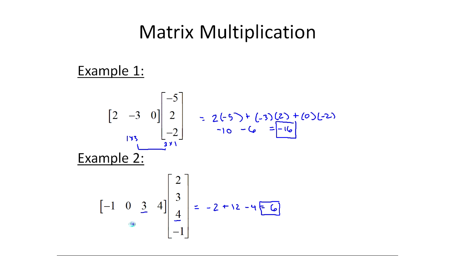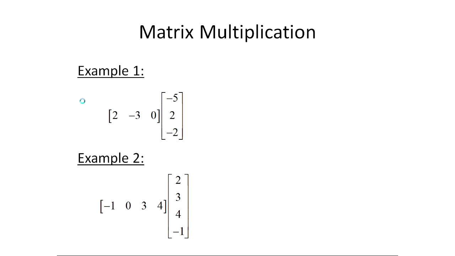And here this was defined because it's a 1 by 4, and this is a 4 by 1, which I glanced at, but I didn't state. And so I want to point that out. These two inner numbers have to match up for this to be defined. All right, so how would this apply to multiplying two larger matrices?